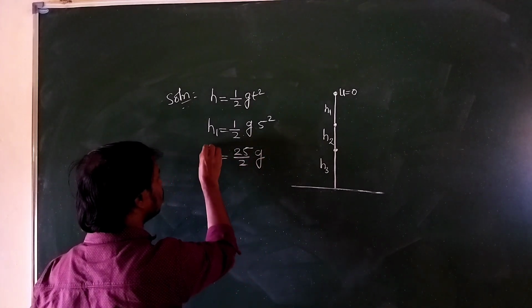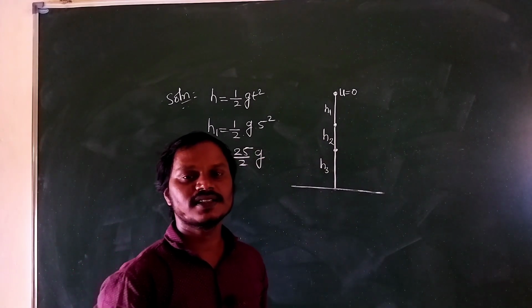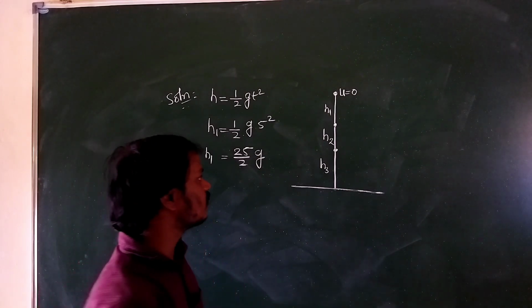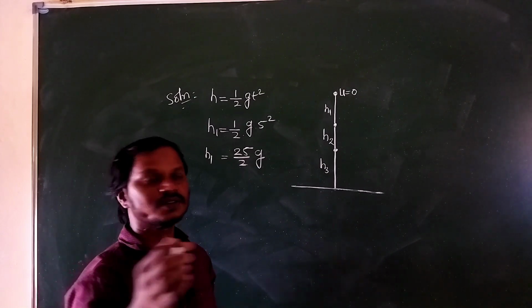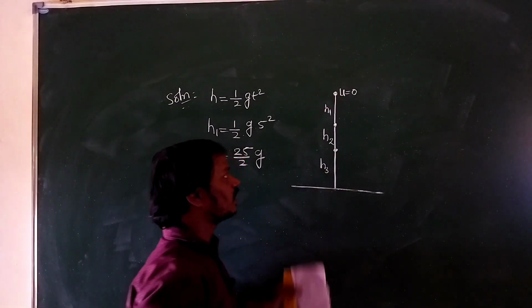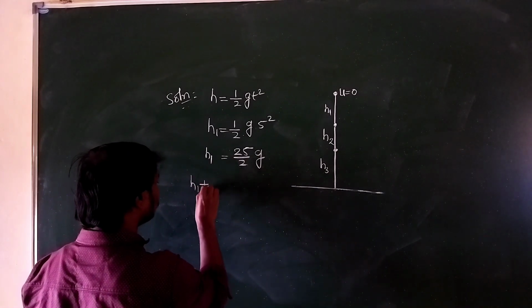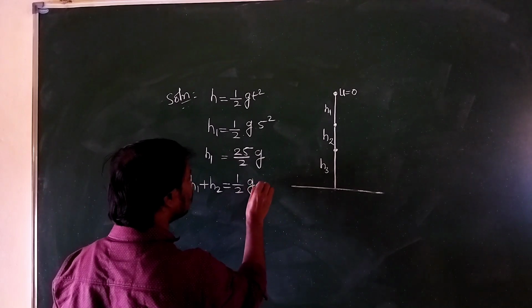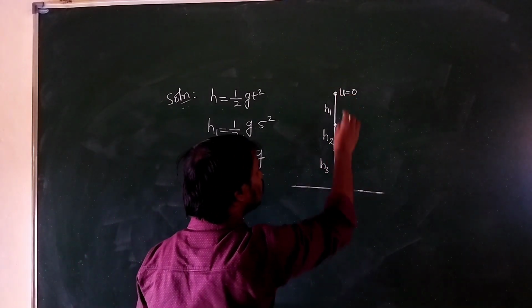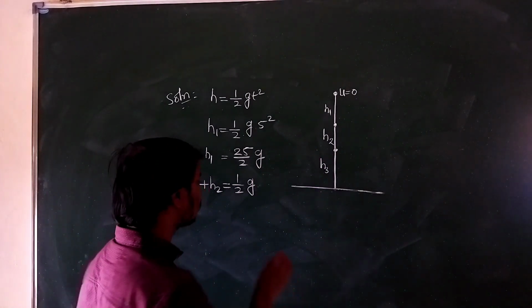25 by 2g. Then it can be taken as h1. Then in the next 5 seconds the distance traveled by the stone is h2. Then what is the total distance traveled by the stone from the initial point? That is h1 plus h2, which is equal to 1 by 2 g into the total time taken from the initial point to this point, that is 5 seconds plus 5 seconds, that is 10 seconds.